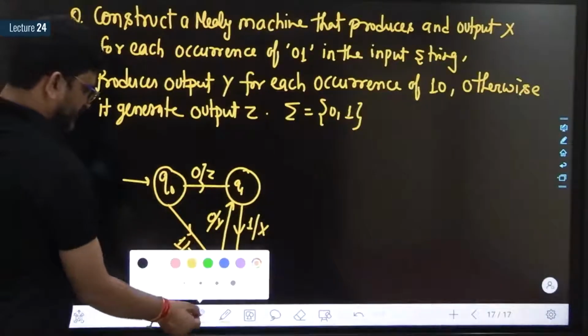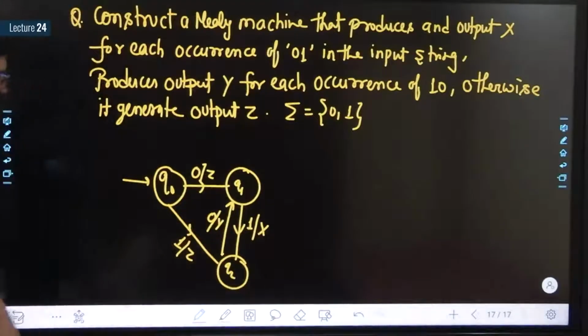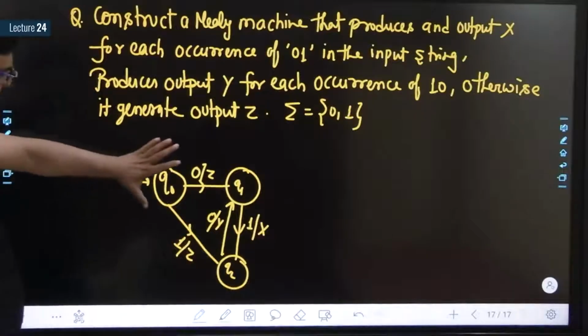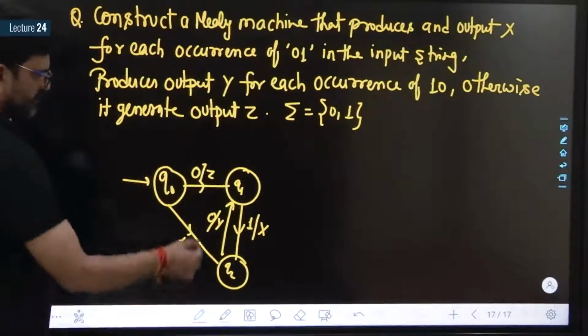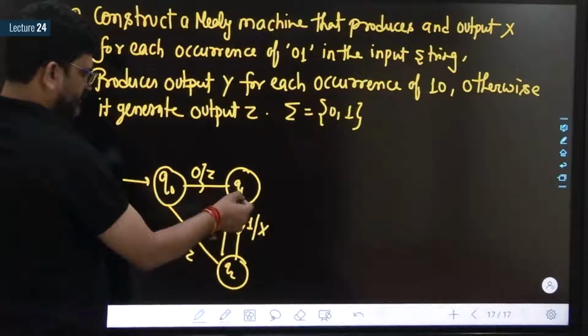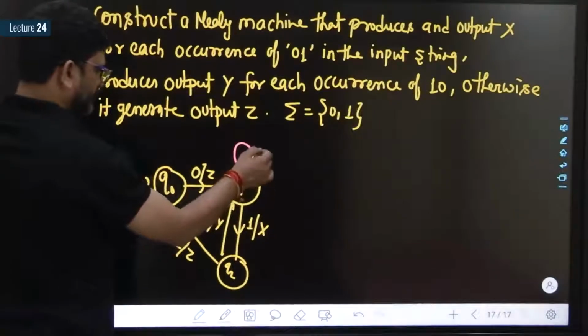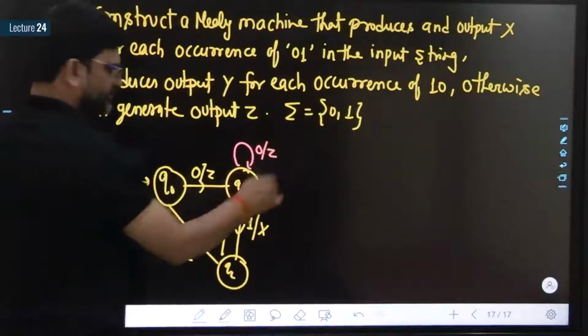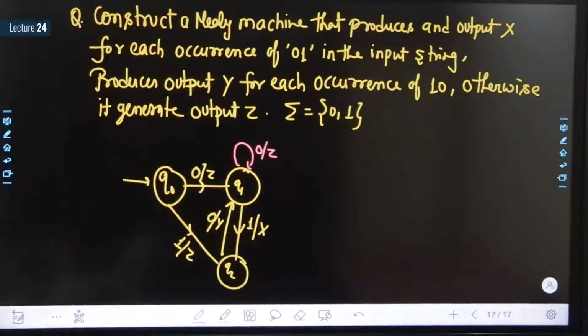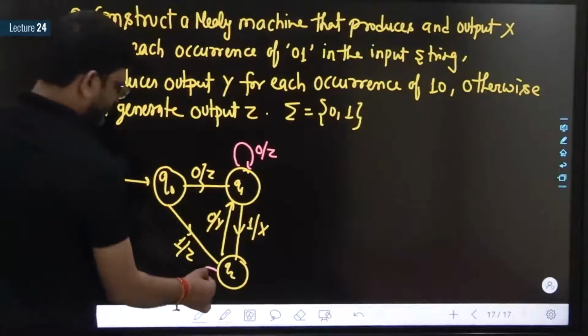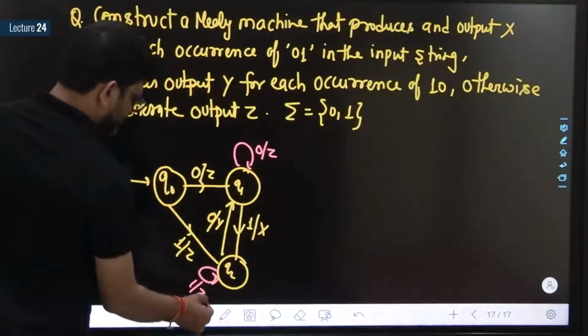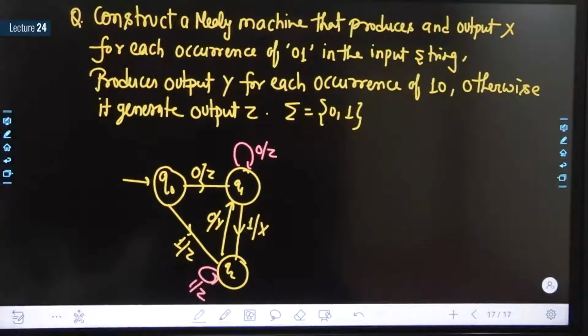Now make it deterministic. This state has two transitions. There is a transition for 1 but not for 0. Can I make the loop on 0? Can I make the loop for 1? 1 z. This is the Mealy machine for the given question.